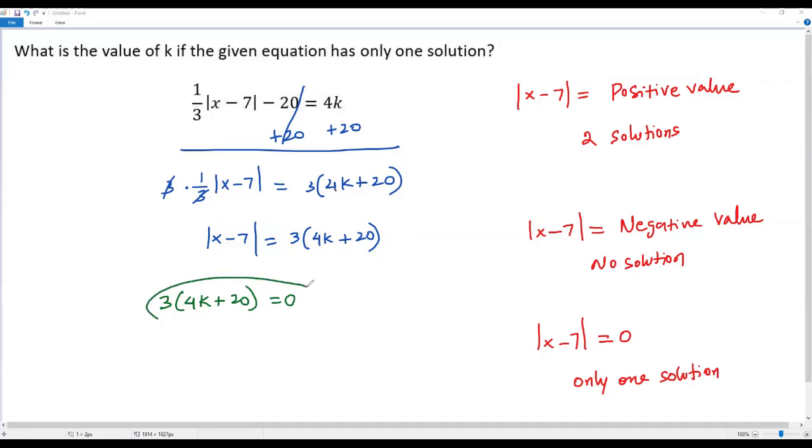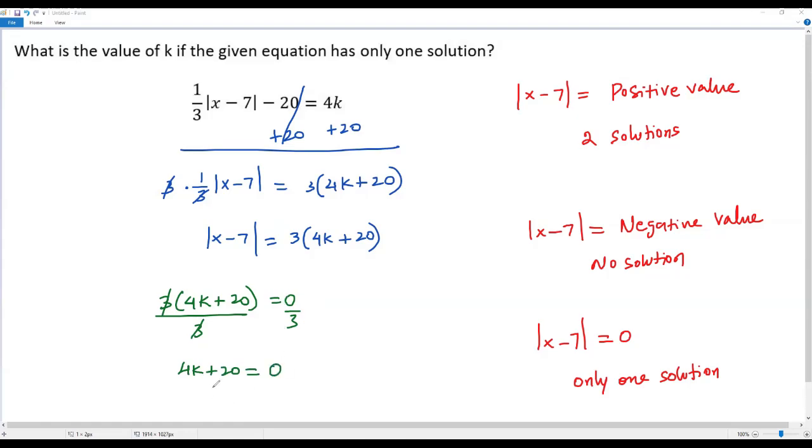Now we have to solve for k in this equation. Here 3 is multiplied by the complete stuff on the left side. So first we have to get rid of this 3. For that I have to divide both sides by 3. When I do so, this 3 will cancel out. I'm getting 4k plus 20 on the left side. When I divide 0 by 3 on the right side, I'm just getting 0.